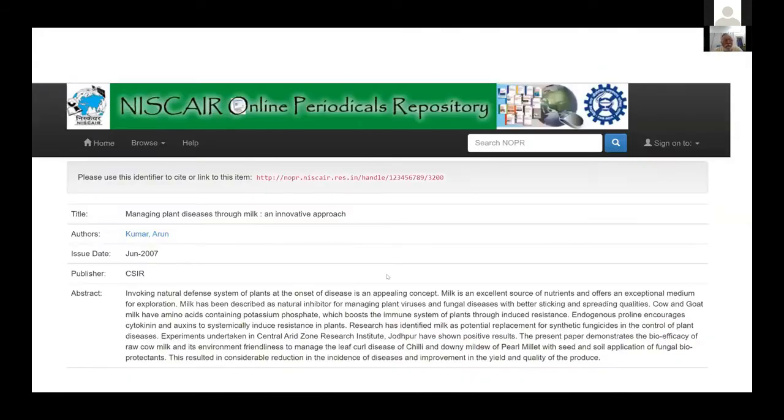And there was a paper published at our suggestion. Research was done, we sponsored it, in Kazuri, Jaipur. And they found that it was useful for certain powdery mildew and some other fungal diseases also.